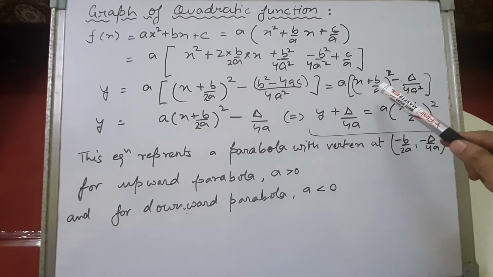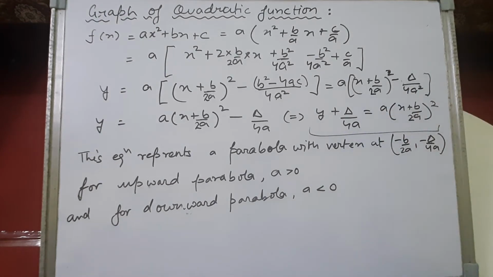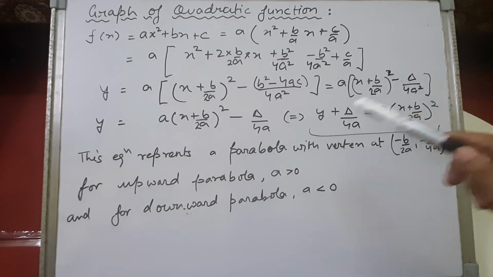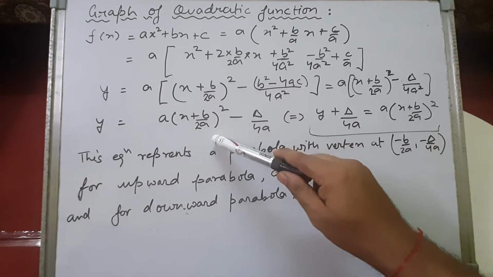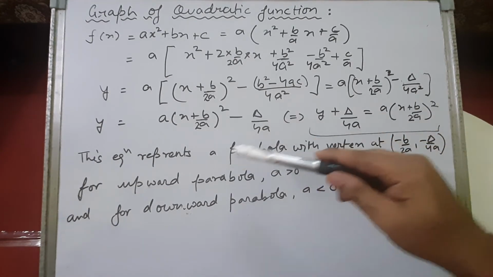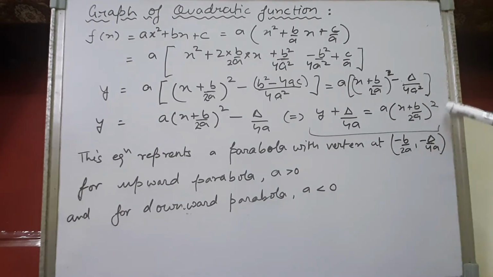So it will be a times x plus b upon 2a, to the whole square, minus delta upon 4a square. So on multiplying a inside the bracket, we'll get y equals a in bracket x plus b upon 2a to the whole square minus delta upon 4a. Transferring this delta upon 4a to that side, we'll get y plus delta upon 4a equals a times x plus b upon 2a to the whole square.